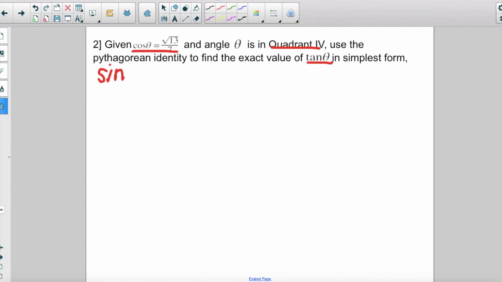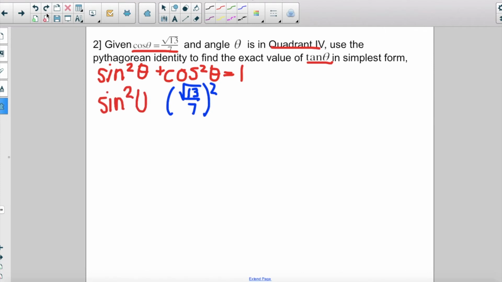So we have sine squared theta plus cosine squared theta equals 1. They tell us that cosine of theta is radical 13 over 7. So for cosine, we are going to plug in radical 13 over 7, and that will be squared. The rest stays the same. So we have sine squared theta plus that equals 1.